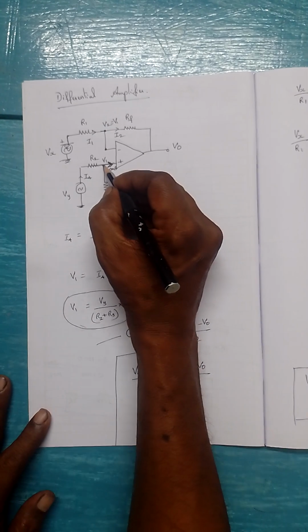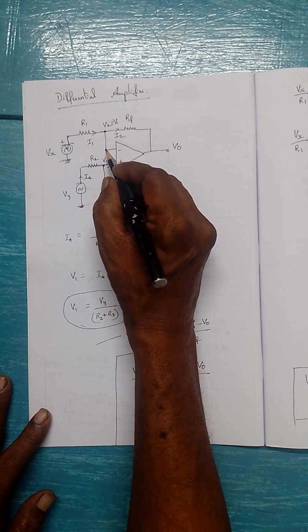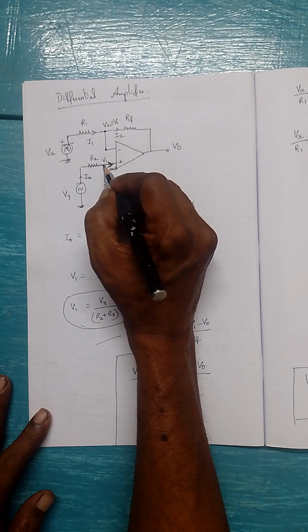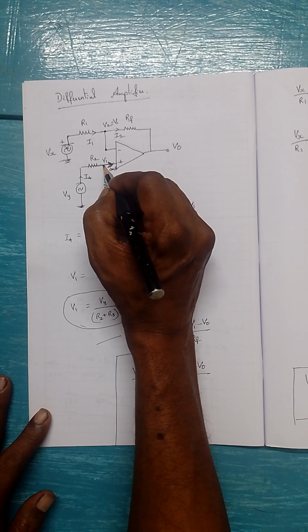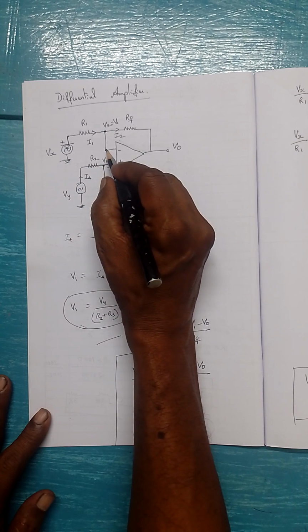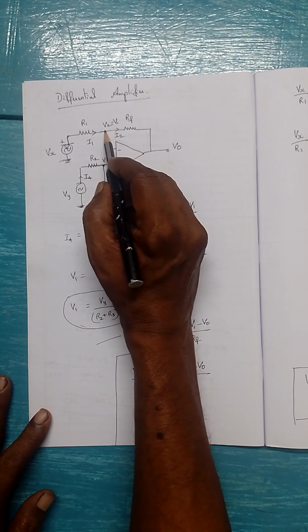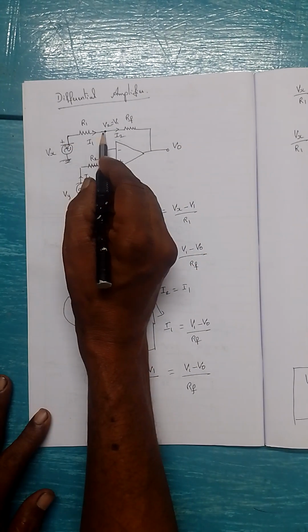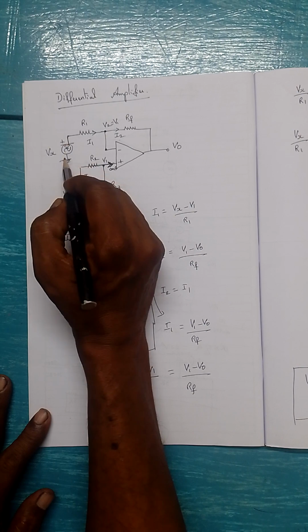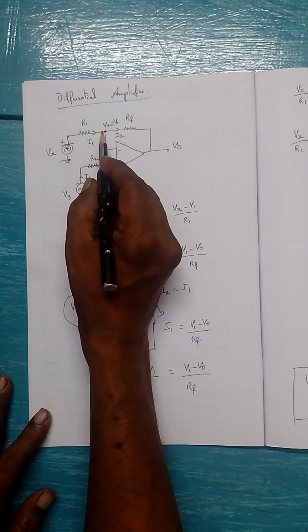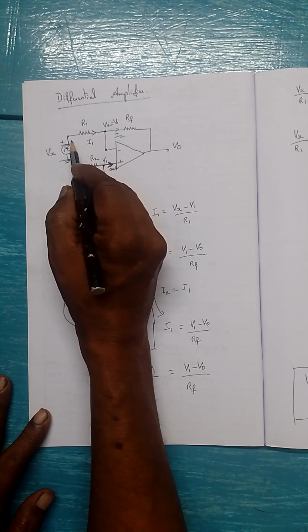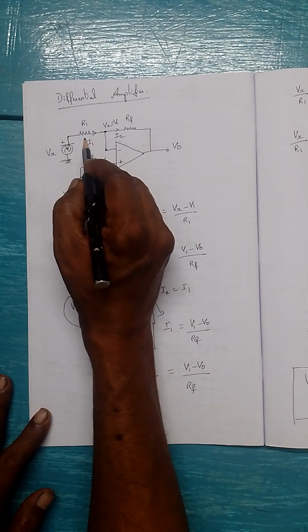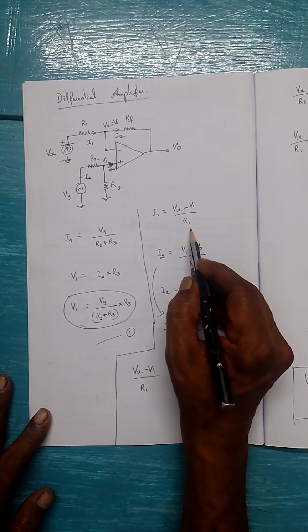Now since this is V1, this point is also V1 because the input impedance of the operational amplifier is infinity. Therefore, if this is going to be V1 with respect to ground, this is also V1. Therefore, we can write V2 is equal to V1. Now, I1 is the current flowing here. So, this point with respect to ground is at Vx and this point is at V1. So, therefore, I1 is equal to Vx minus V1, the voltage drop here, divided by R1.